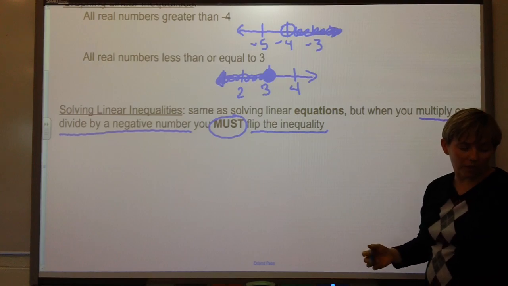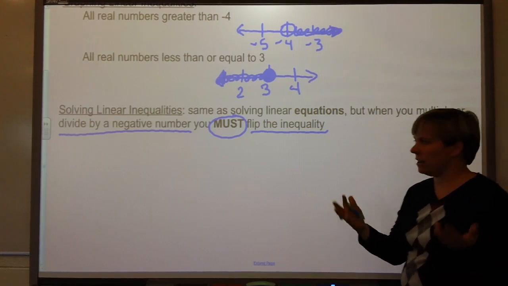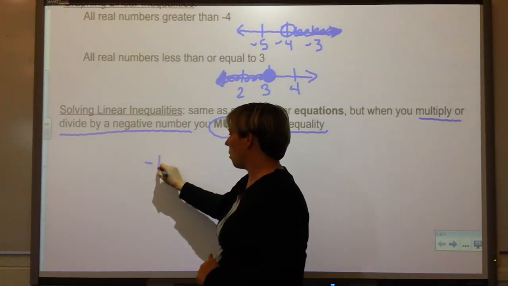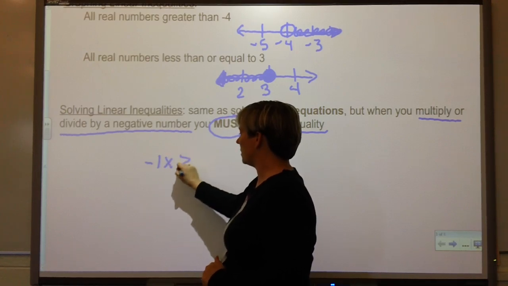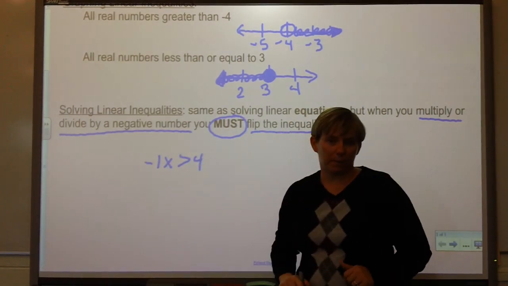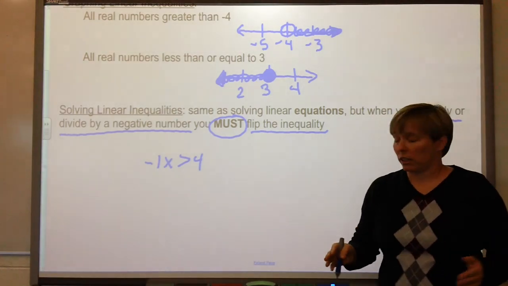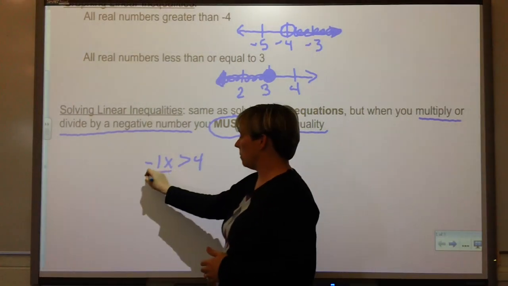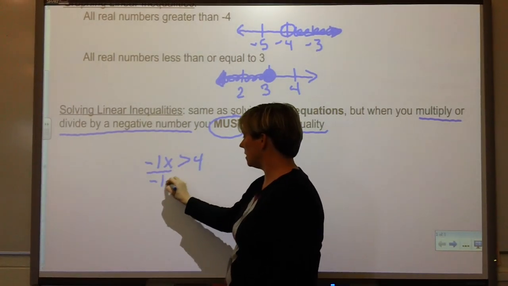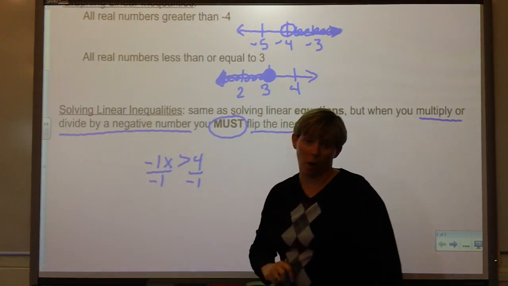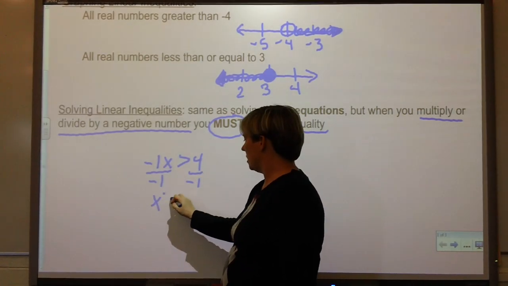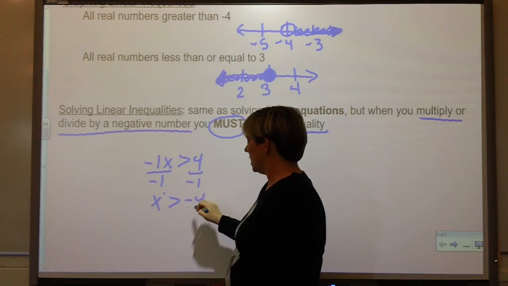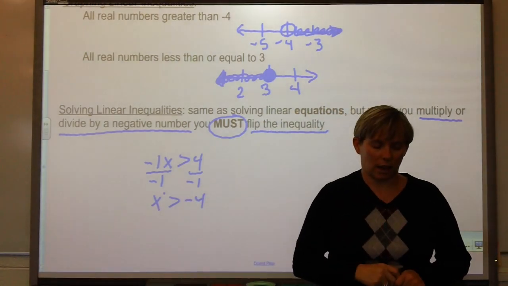Here's why. Let's take a look at how negative numbers work in just a simple inequality. If I have -1 times x is greater than 4. Let's say I don't flip the inequality. Let's say I divide by -1 because that's how I would solve this. I would divide this by -1 and divide this by -1. And I would get x is greater than -4. So we're not going to flip the inequality yet.